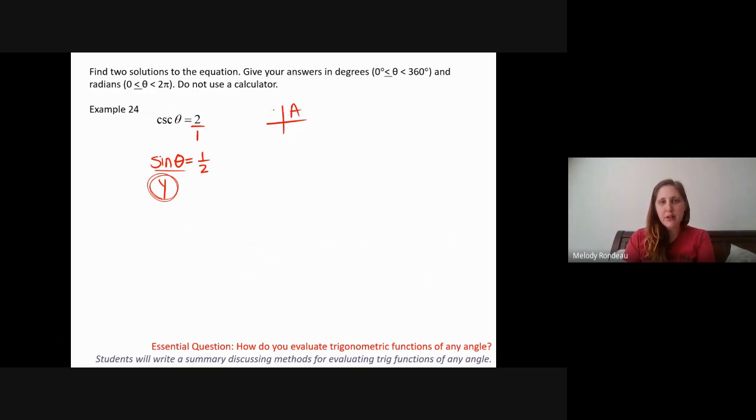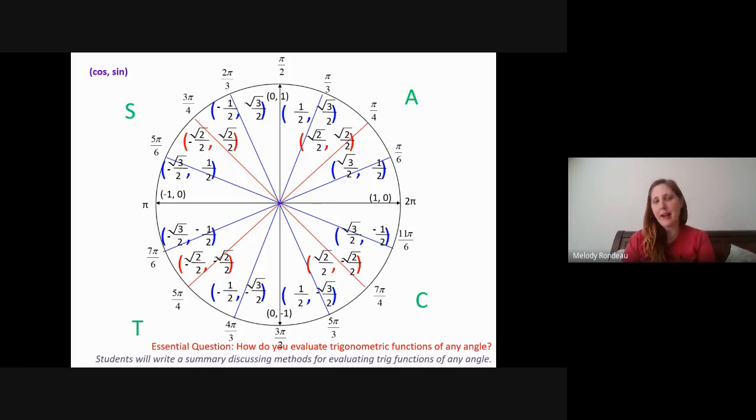Going back to all students take calculus, this time I want sine to be positive. So I know I'm going to be in quadrant 1 and also quadrant 2. So I'm going to look for a y value that's 1/2 in quadrant 1 and quadrant 2. In quadrant 1, I see a y value of 1/2. In quadrant 2, a y value of 1/2. My angles are pi over 6 and 5 pi over 6.